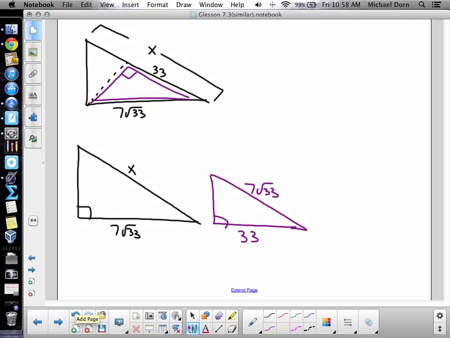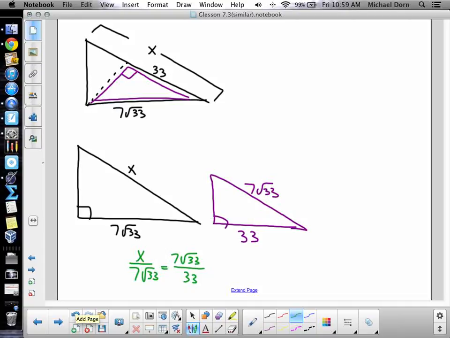Can pretty much stop right there, can't I? Because there's my proportion all set up, ready to go. I really don't need, in fact, this triangle, this small triangle, I don't know any information about that at all. There are no values for that, are there? Set up our proportion. x over 7 root 33 equals 7 root 33 over 33.